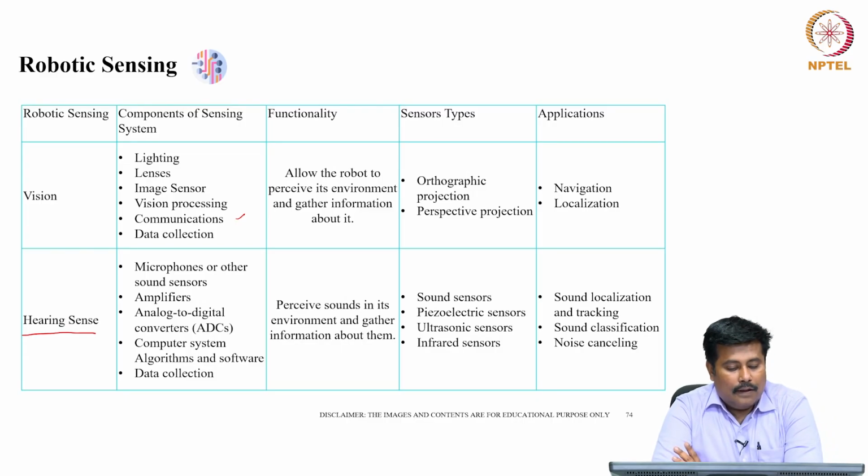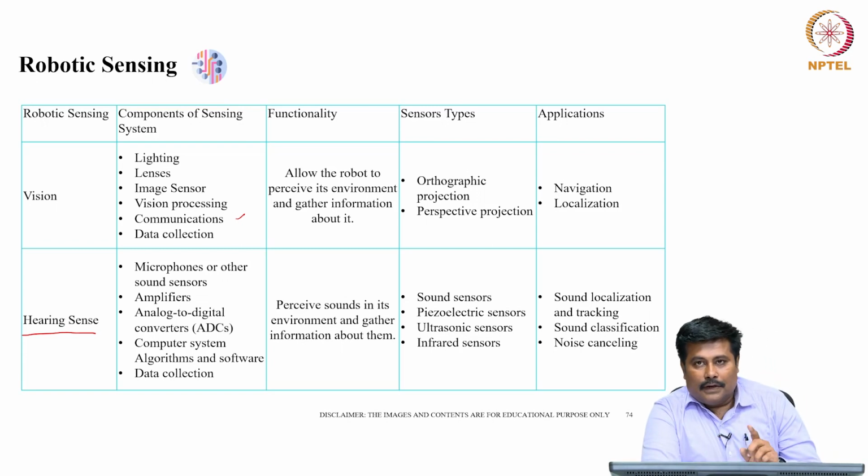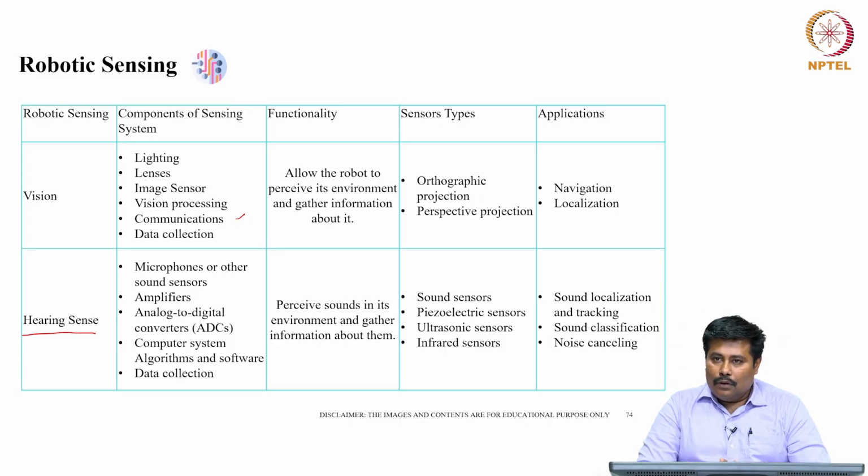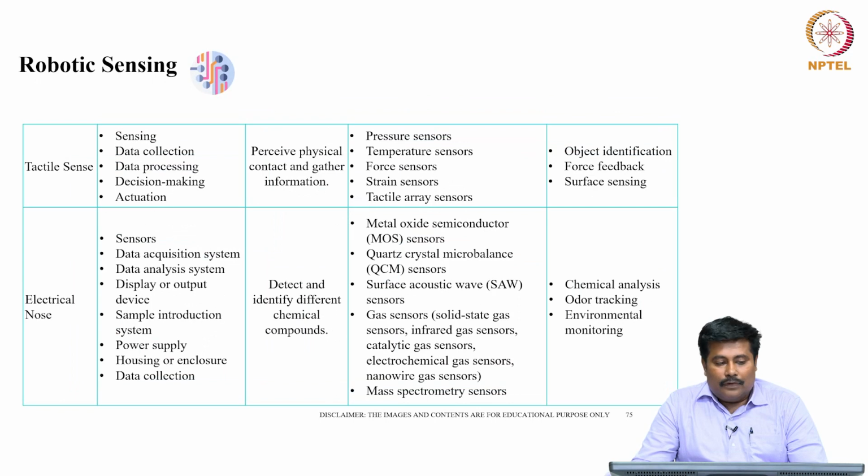So, in this particular case, we have the microphones and other sound sensors, the amplifiers in place, the analog to digital converters which participate in this particular robotic sensing, a computer system, algorithm and software, and data collection will also participate in this. From a functionality point of view, it perceives sound in its environment and gathers information about it. As far as sensor types are concerned, a sound sensor, a piezoelectric sensor, ultrasonic sensor and infrared sensors are different types of sensors which are being used. From an application point of view, sound localization and tracking, sound classification and noise cancellation are considered to be some of the applications.